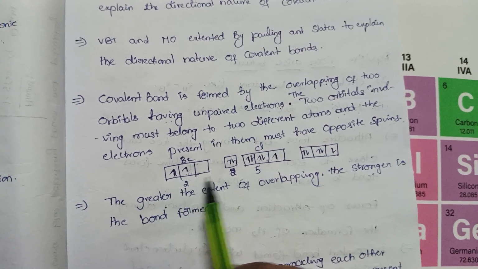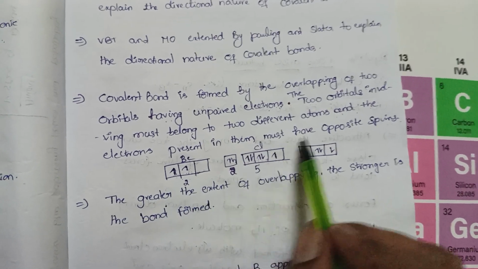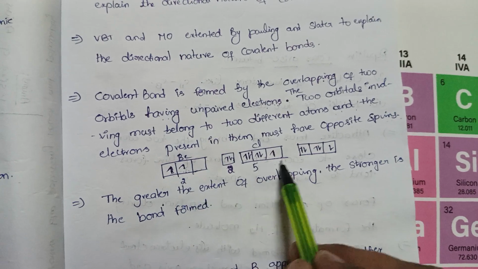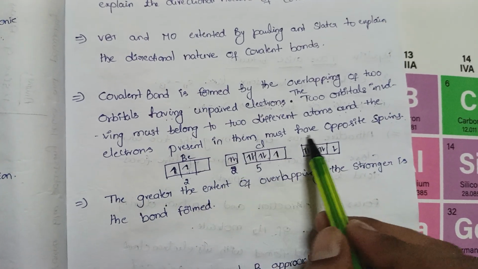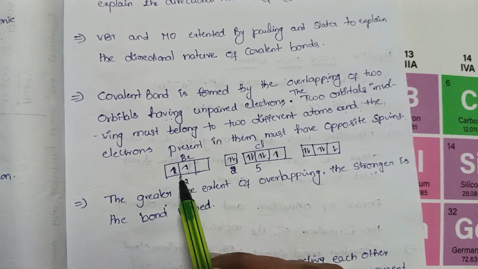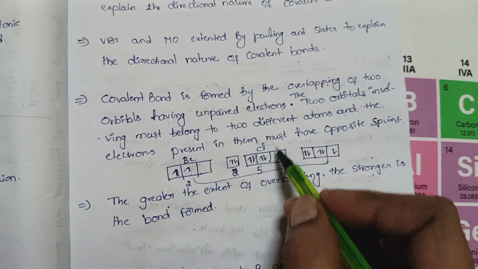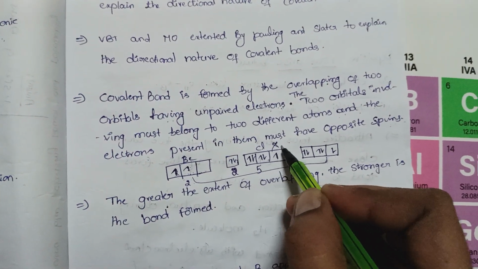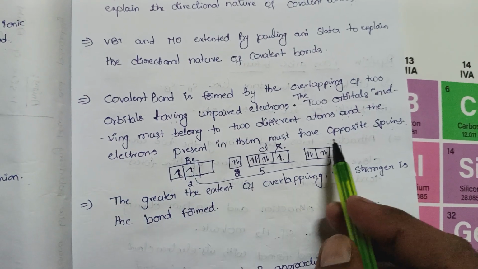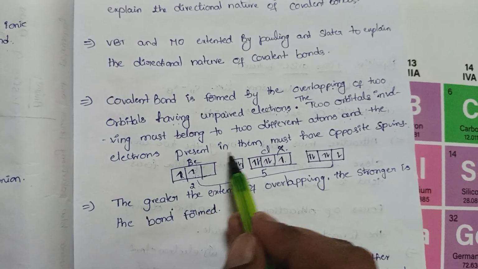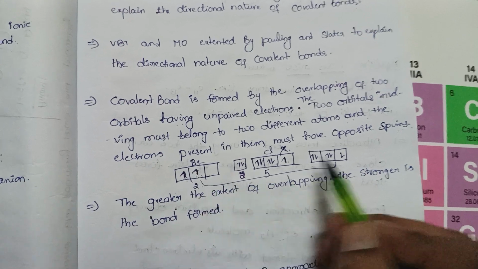If these two are both upward, they do not combine, which means they do not overlap, because the rule is that the electrons present in them must have opposite spins. This is upward, this is downward. These two can overlap. This can't overlap because both spins are similar, and the rule is that the electrons present in them must have opposite spins.